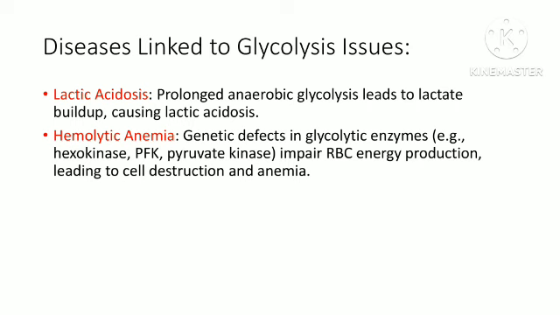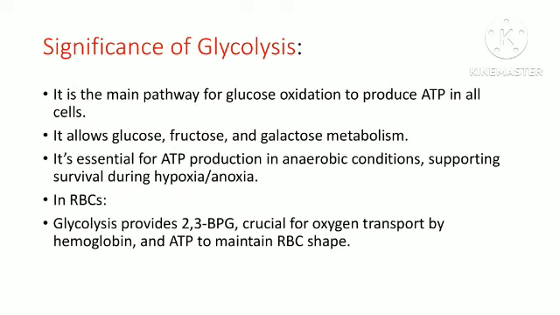Significance of glycolysis: it is the main pathway for glucose oxidation to produce ATP in all cells. It allows glucose, fructose, and galactose metabolism. It's essential for ATP production in anaerobic conditions, supporting survival during hypoxia/anoxia. In RBCs, glycolysis provides 2,3-BPG, crucial for oxygen transport by hemoglobin, and ATP to maintain RBC shape.